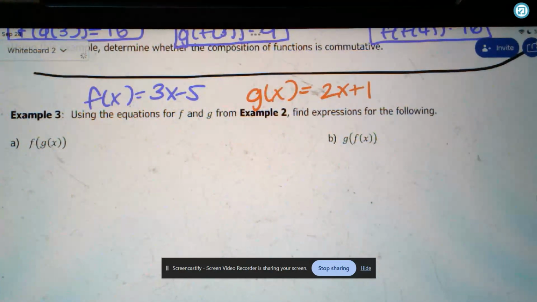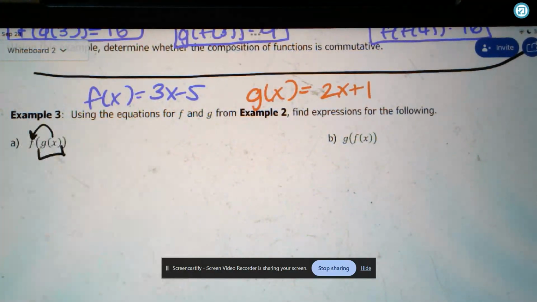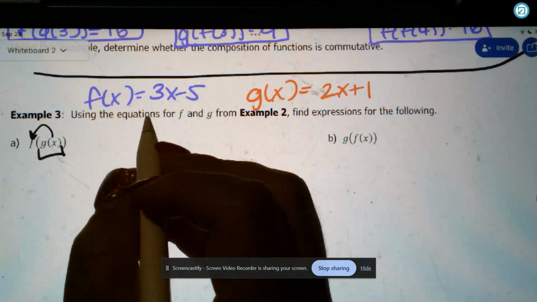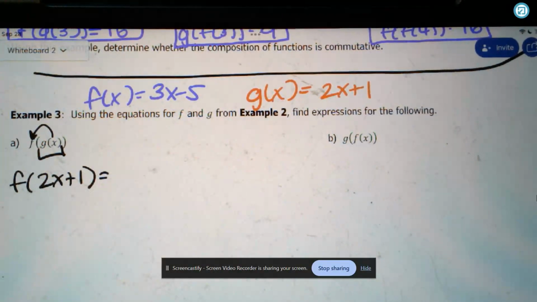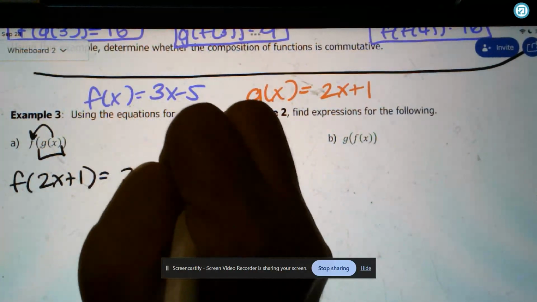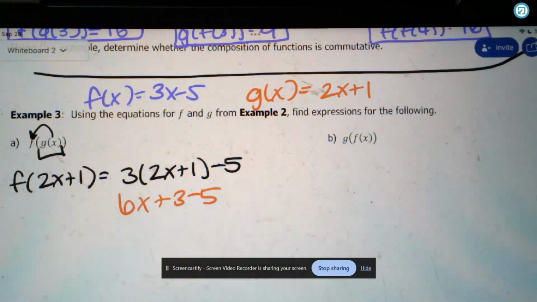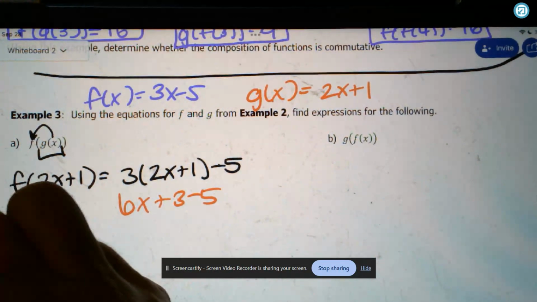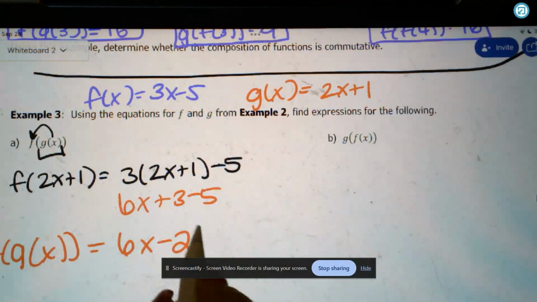Okay, so if I do f of g of x, that means I'm going to take g and put that into f. So g is 2x plus 1, and that's going to go into f of x. So we're going to do f of 2x plus 1. That's going to give me 3 times 2x plus 1 minus 5. And now we're going to simplify. 6x plus 3 minus 5 is going to give me that f of g of x equals 6x minus 2.